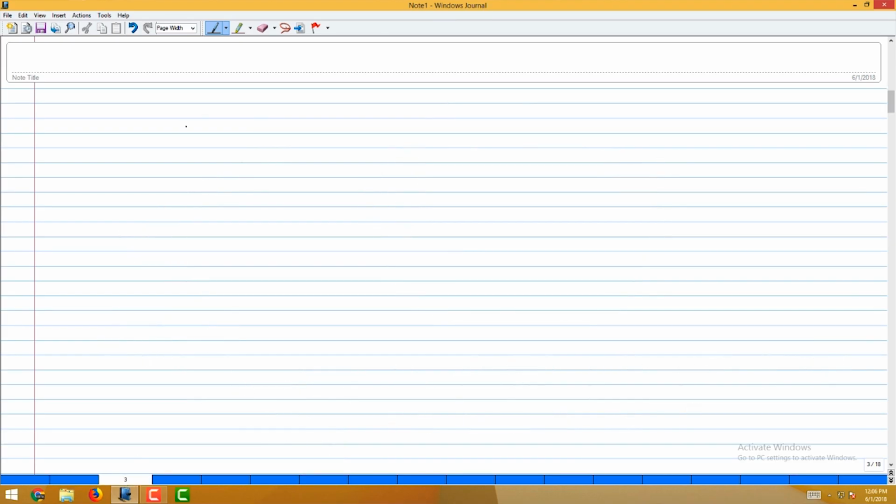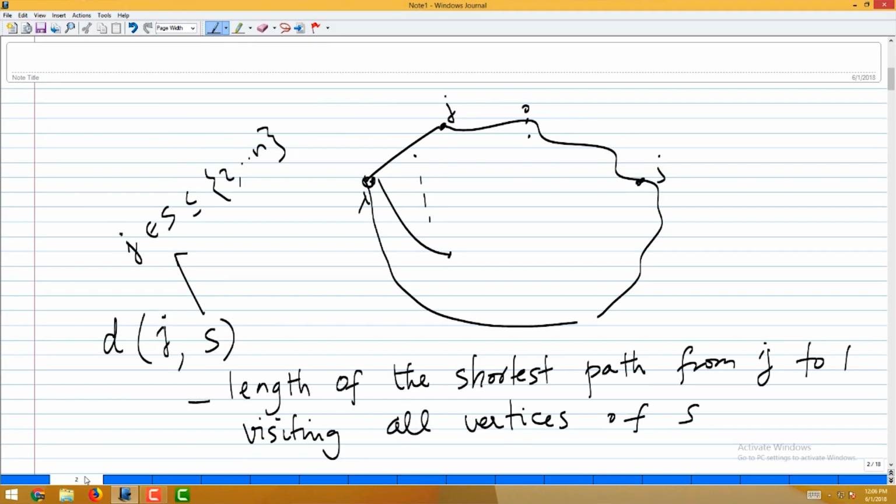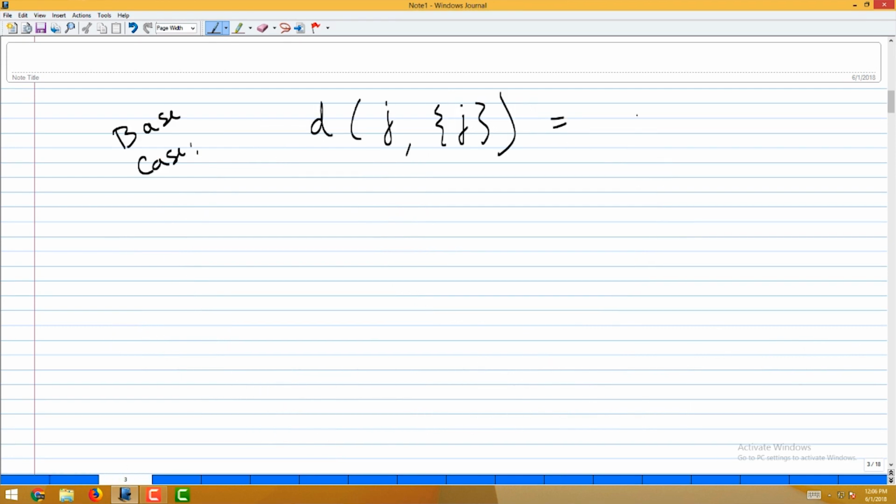So, base case: D of j comma singleton {j} is exactly d_j1. This is there in your input graph, so you can compute this.